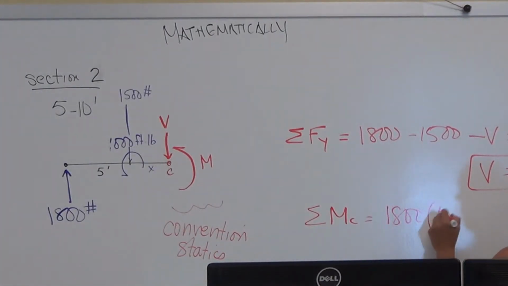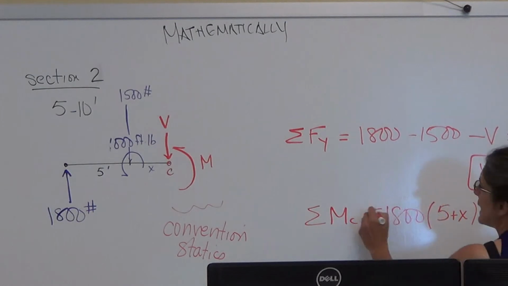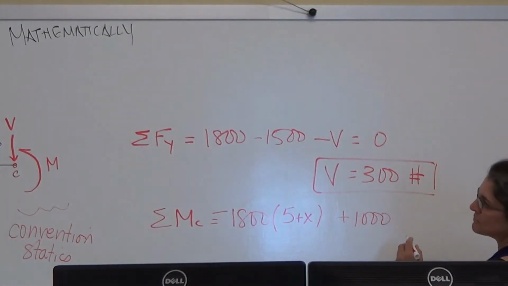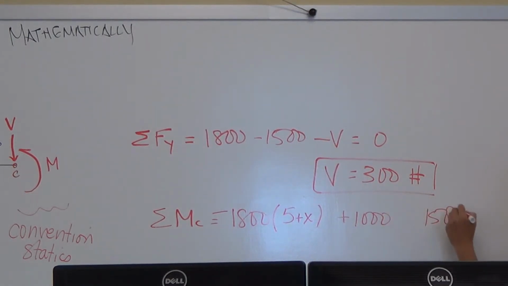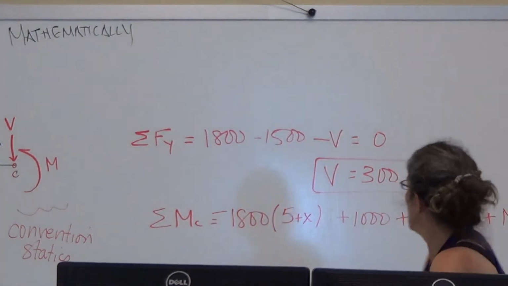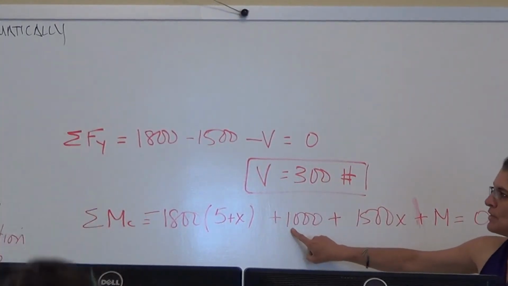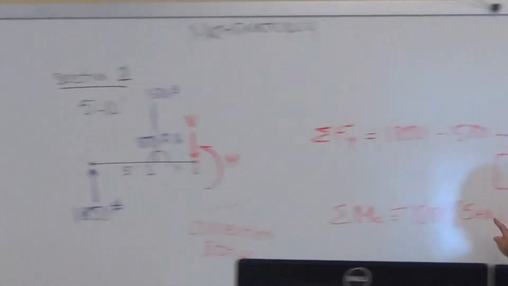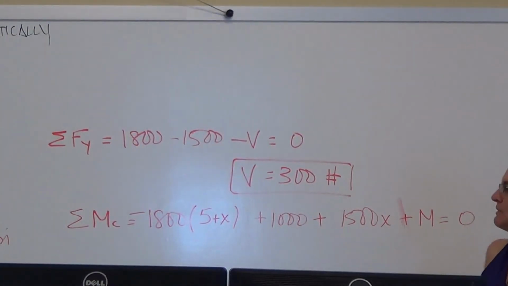1,800 times 5 plus x negative, plus 1,000, 1,500 times x positive, plus M equals 0. Notice that here that 1,000 is positive, but because I'm using a positive sign convention for the moment, it turns out to be the negative of this.